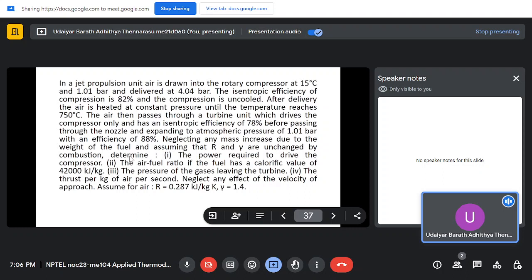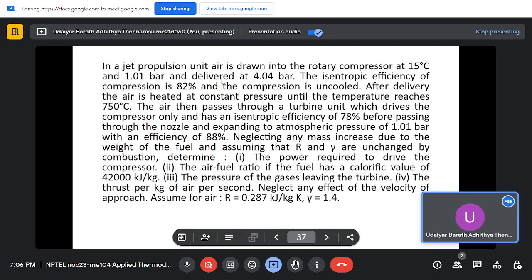So the next question is, in a jet propulsion unit, air is drawn into the rotary compressor at 15 degrees Celsius and 1.01 bar and delivered at 4.04 bar. The isentropic efficiency of the compressor is 82% and the compression is uncooled.